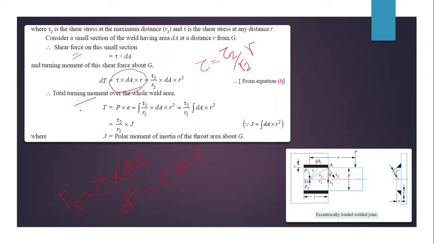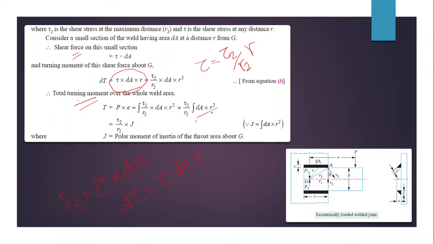Then the total turning moment is equal to the integral of this dT. That T is equal to P into E, where E is the perpendicular distance between the line of action of P and the center of gravity. That's equal to the integral of tau 2 by R2 into dA into R square, which is equal to tau 2 by R2 into the integral of dA into R square.